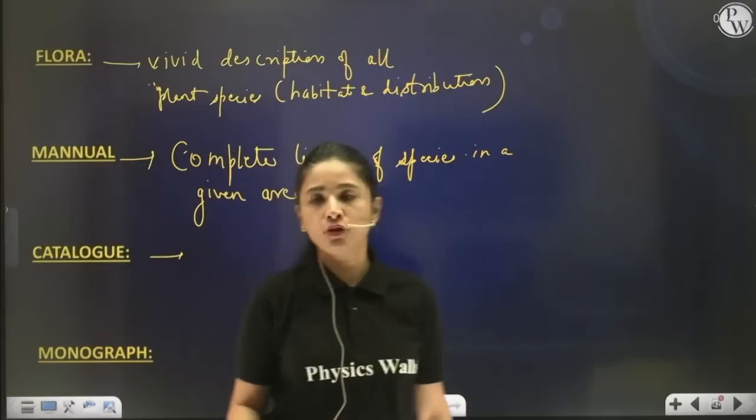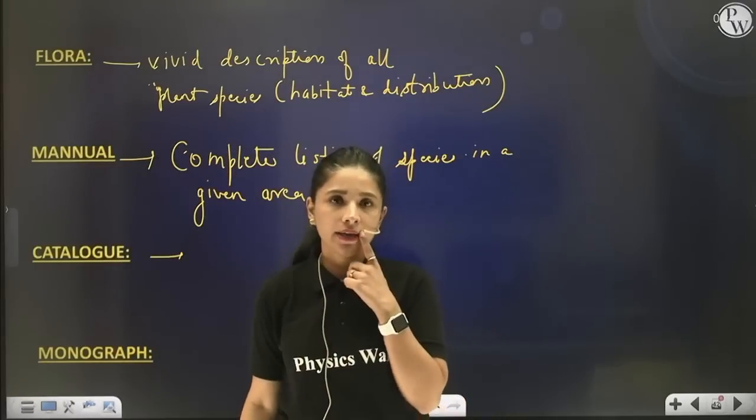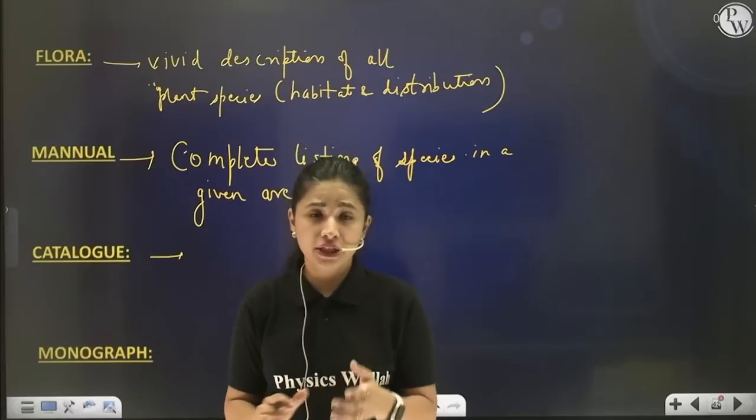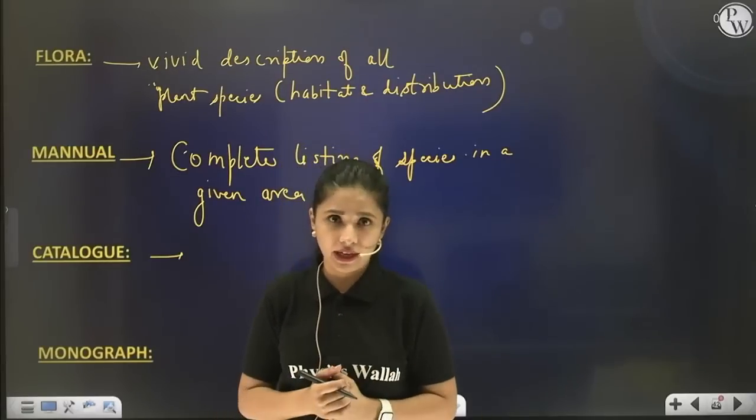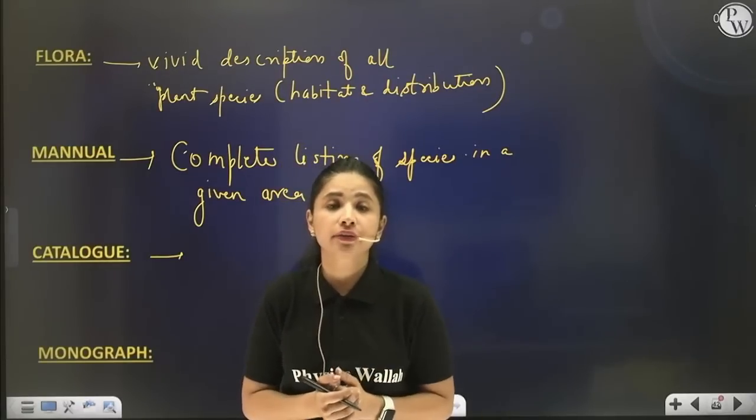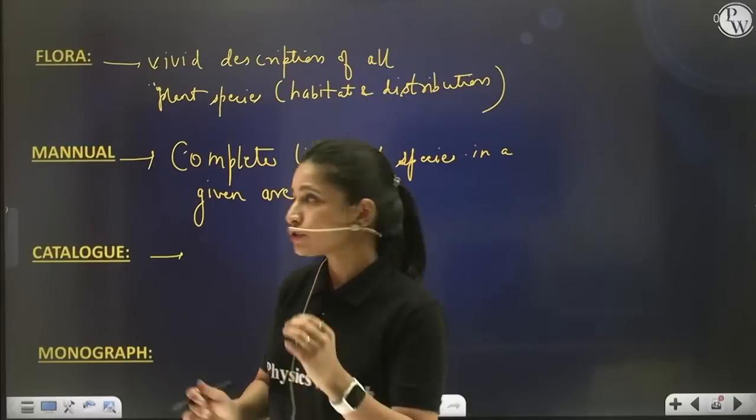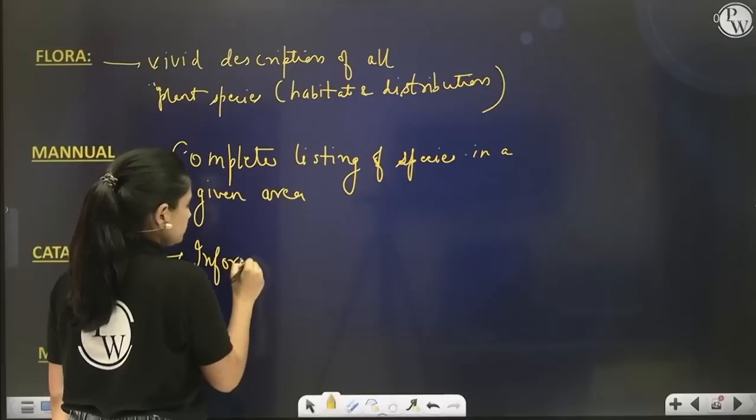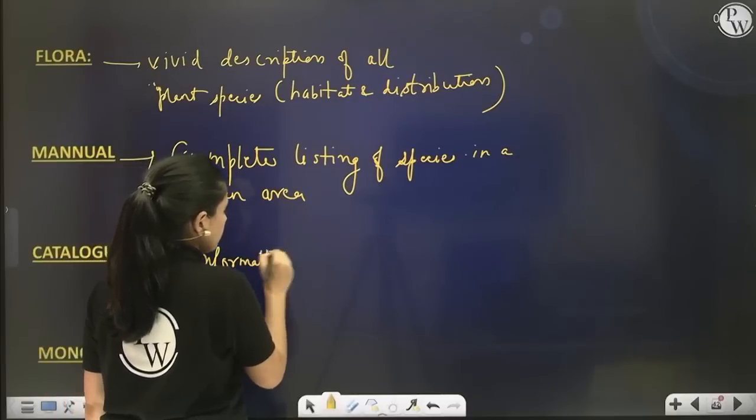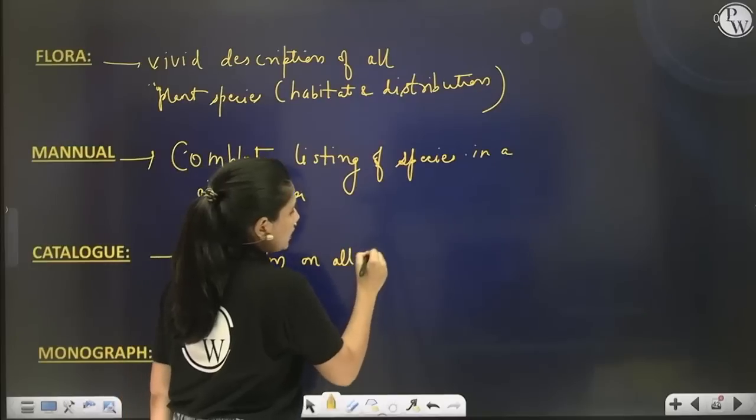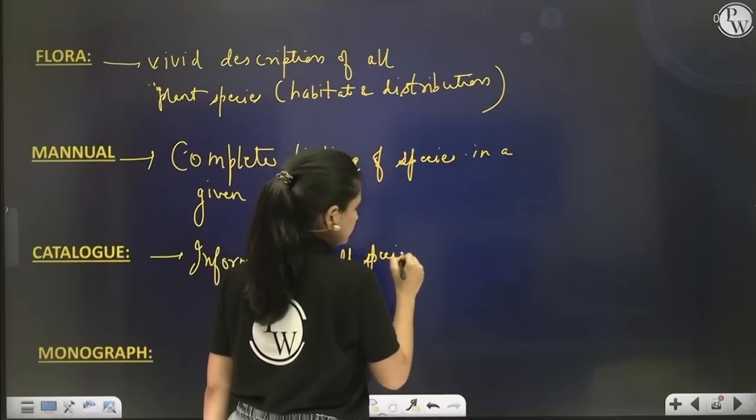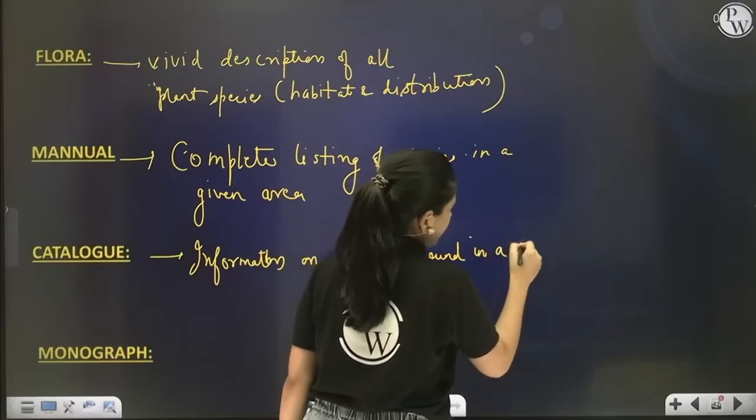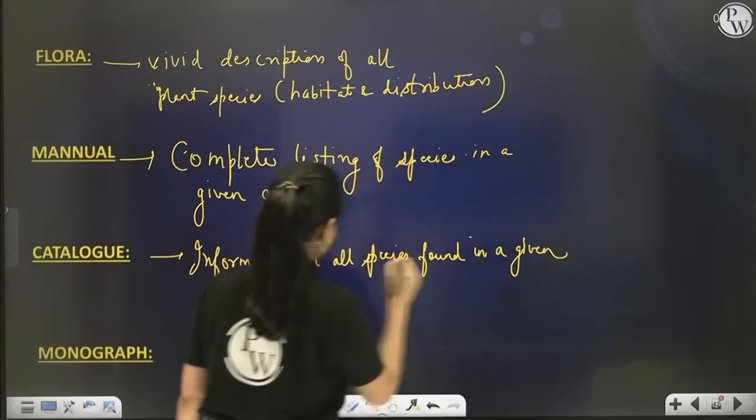On similar grounds, catalog. Catalog also provides information on all the species found in a given area, and those species are arranged in an alphabetical manner. So catalog also provides information on all species found in a given area in an alphabetical manner.